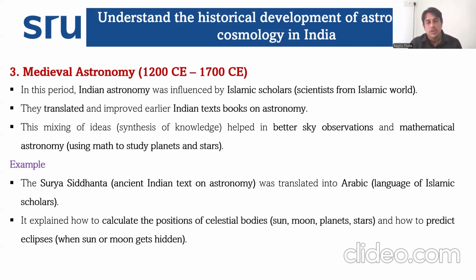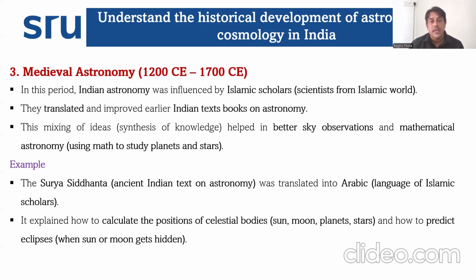What is medieval astronomy? Medieval astronomy is between 1200 CE and 1700 CE. And what is its contribution? In this period, Indian astronomy was influenced by Islamic scholars. Many Islamic scholars during the medieval time came to India and captured our kingdoms. They ruled our countries, so their influence is remarkable, even on Indian ancient astronomy.